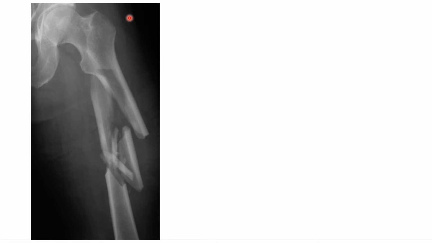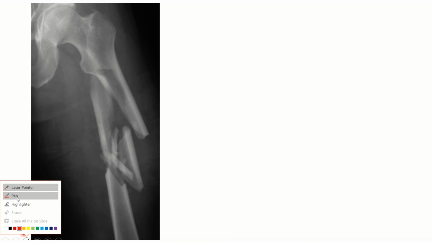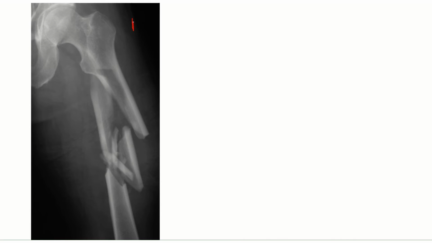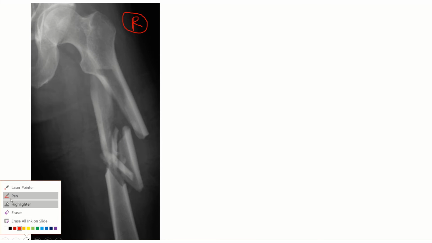So the left and right side is not written here. For the sake of learning, I'll put a right side on this X-ray. So we'll just say that it is on the right side, suppose.